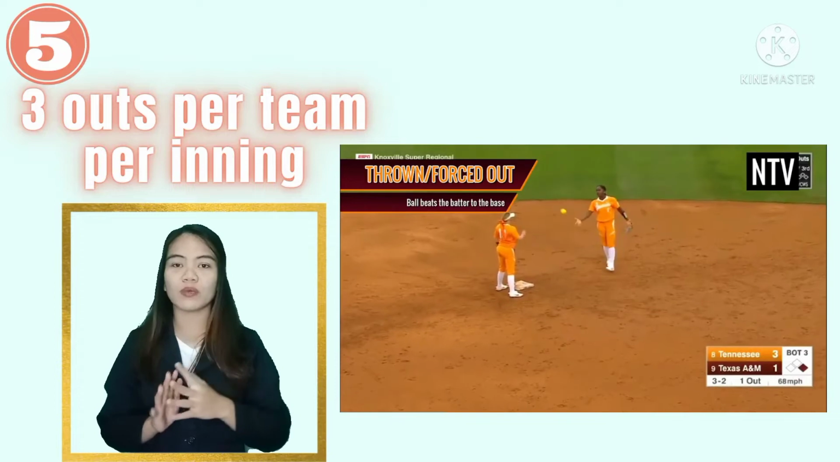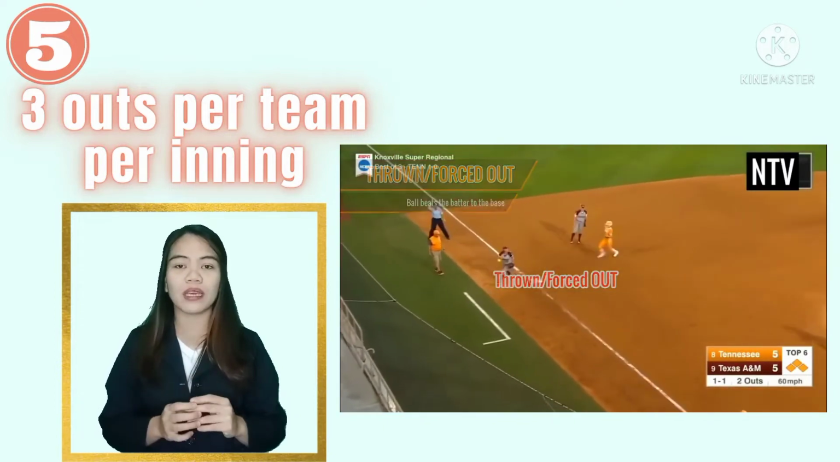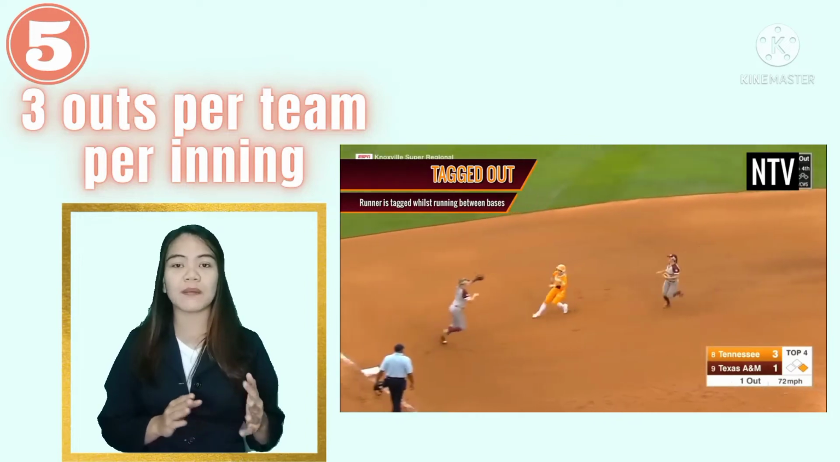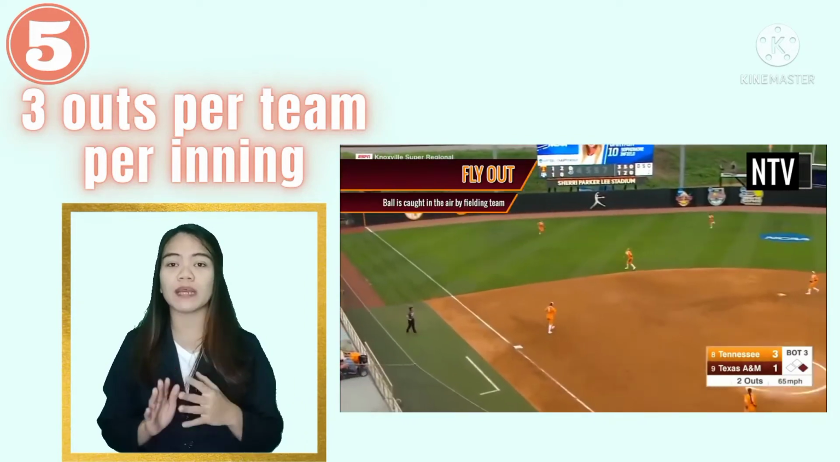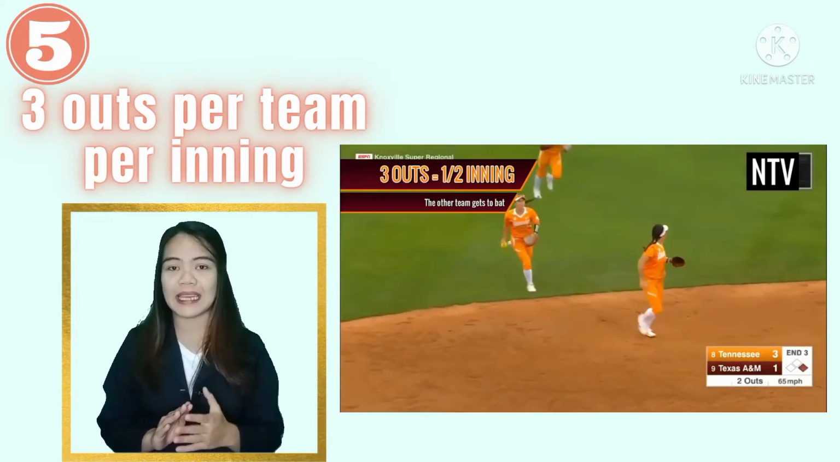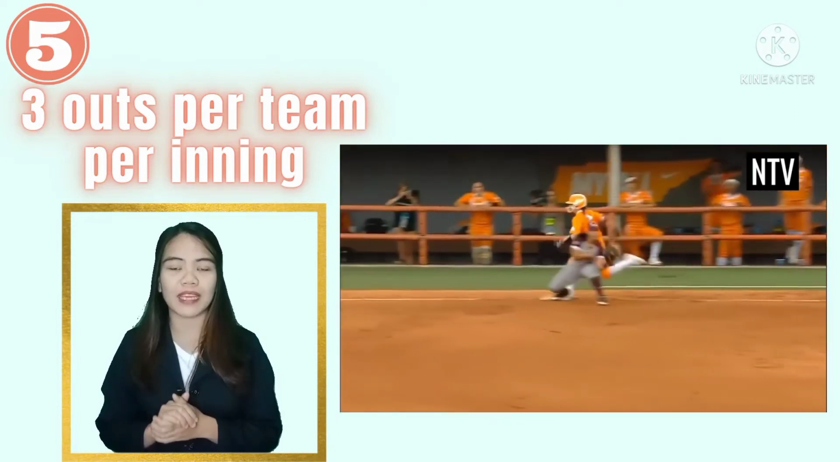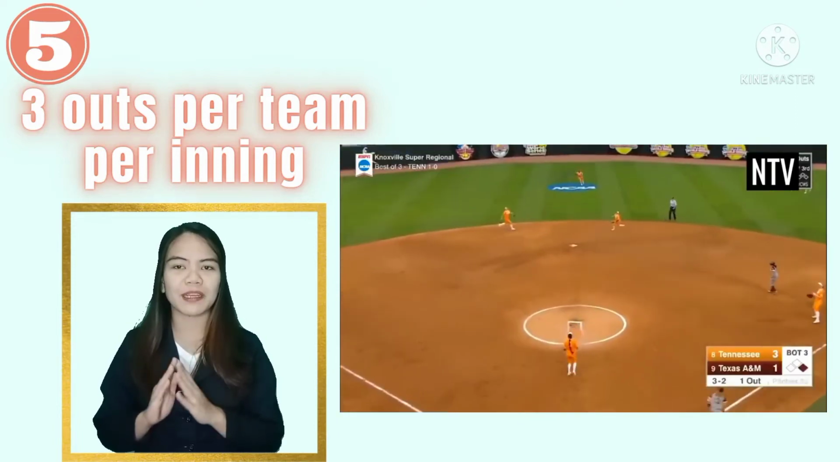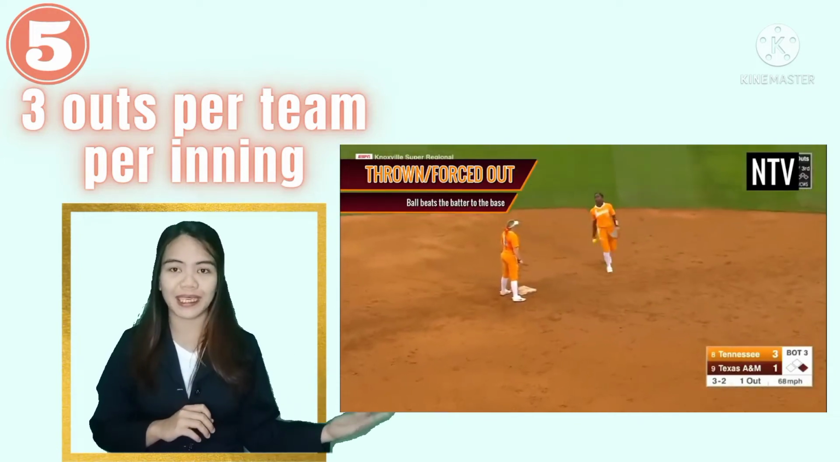An out is when the opposing team catches the ball, or a force out, tag out, or fly ball, also called a fly out. Each team wants to limit the number of outs they get while batting, and they want to get 3 outs as fast as possible while in the field. Again, let me repeat our fifth rule. 3 outs per team per inning.